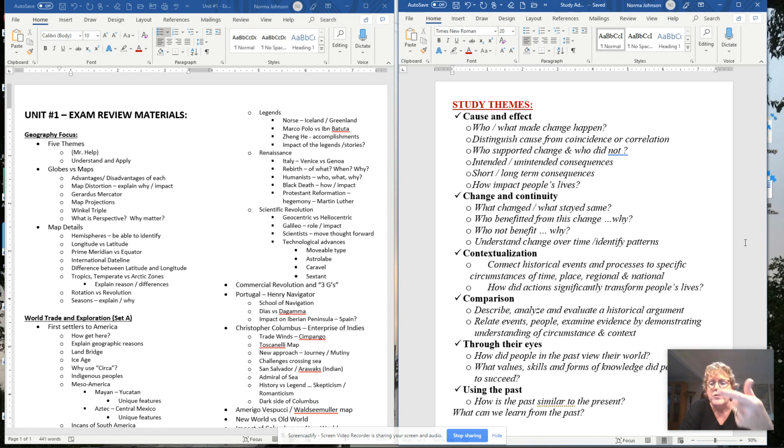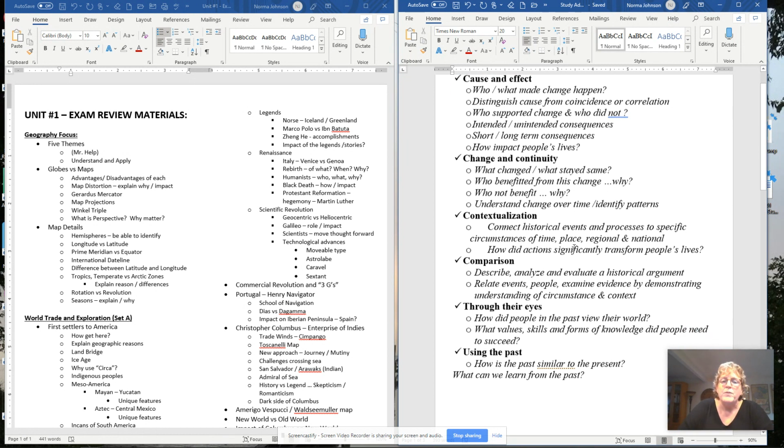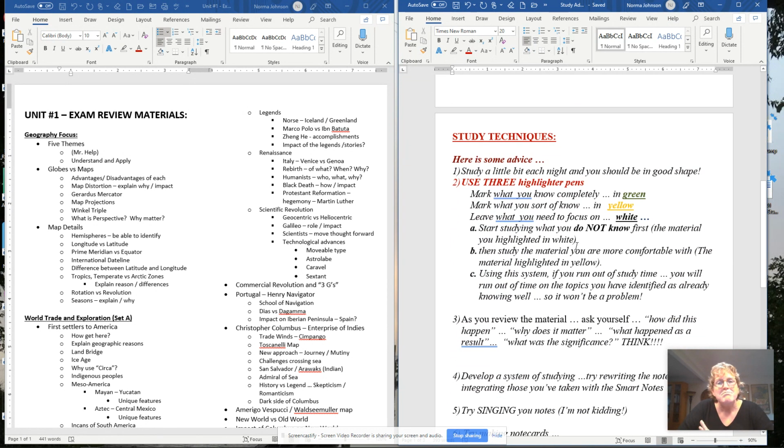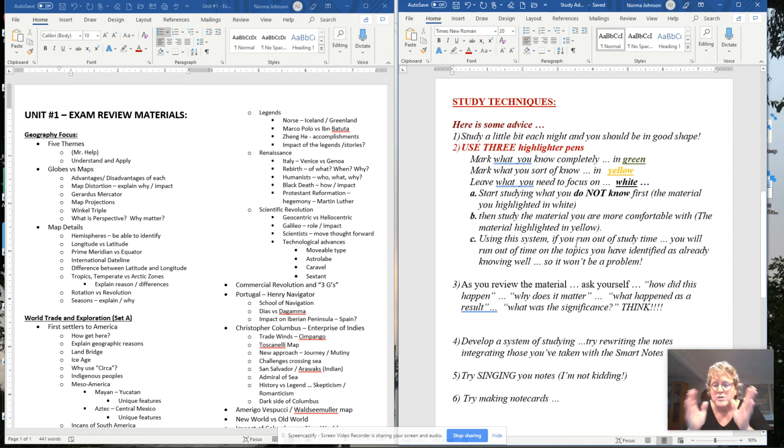Through the eyes of others, often a very common theme is how other people experience things. And also using the past is this idea that we always look for relevance. So we're looking for historical events and how they have significance today. So that's another theme. And again, these are just some basic things to help you start to focus yourself as you look at the review sheet.